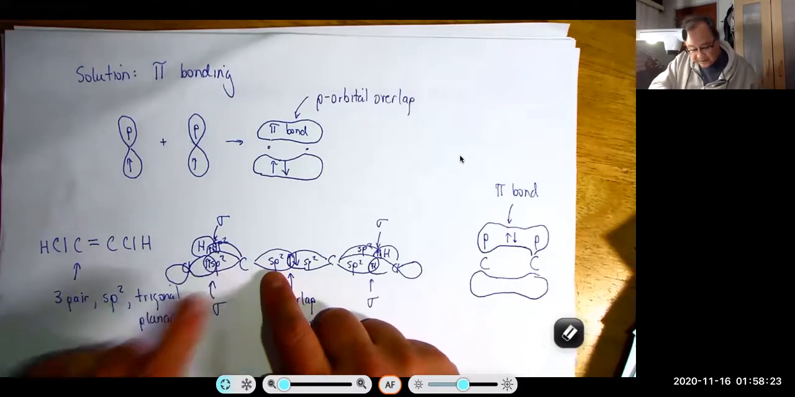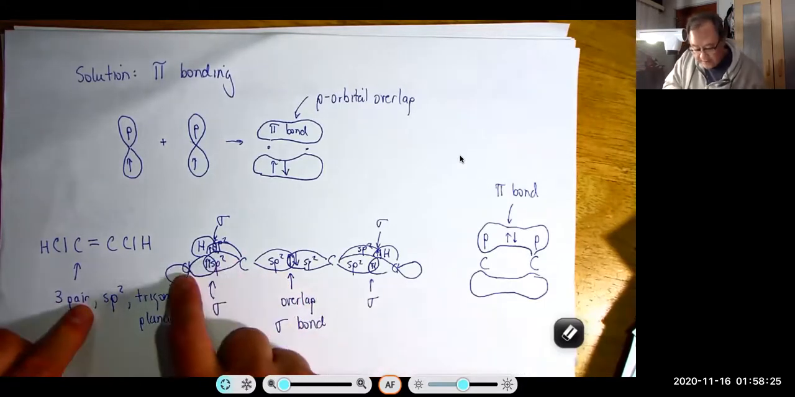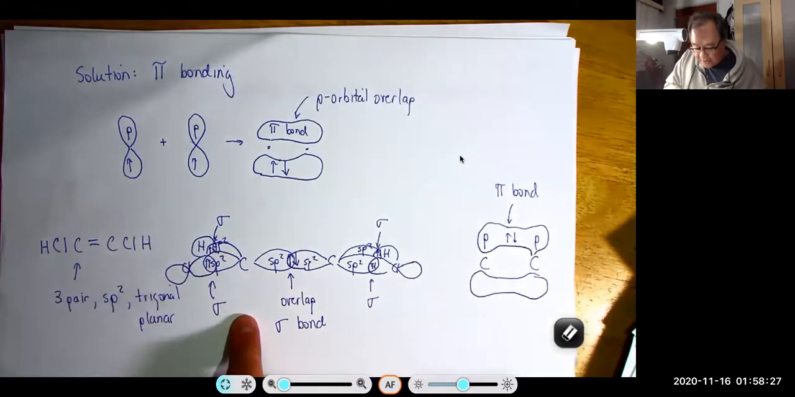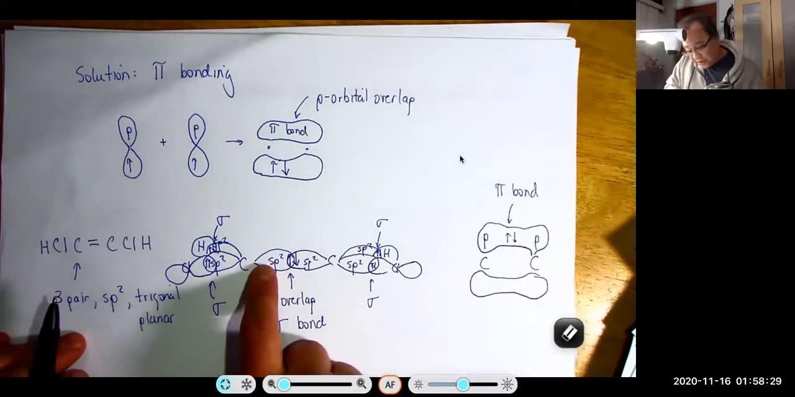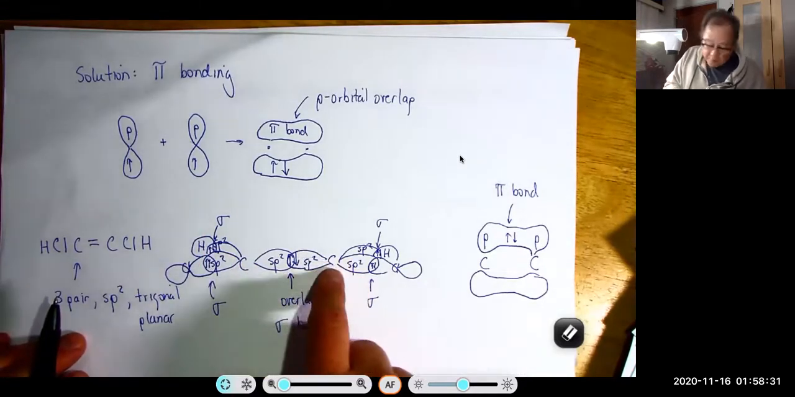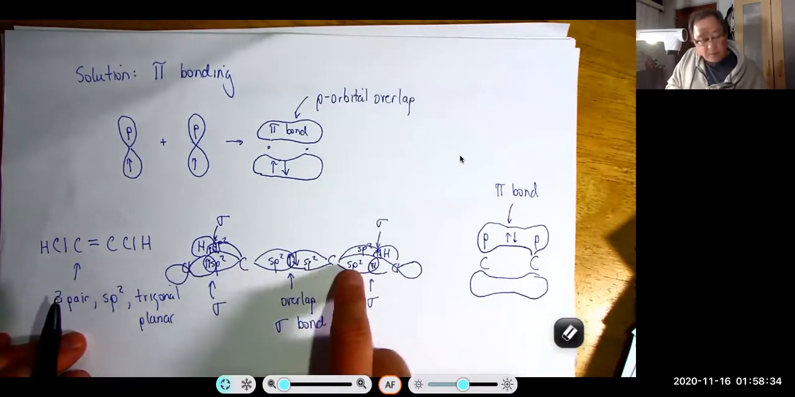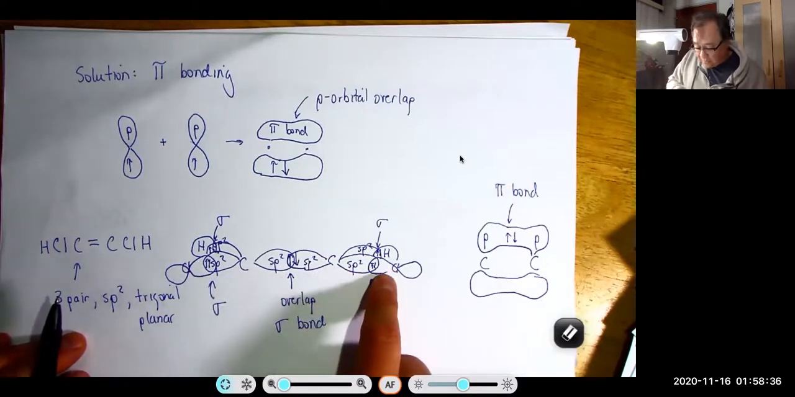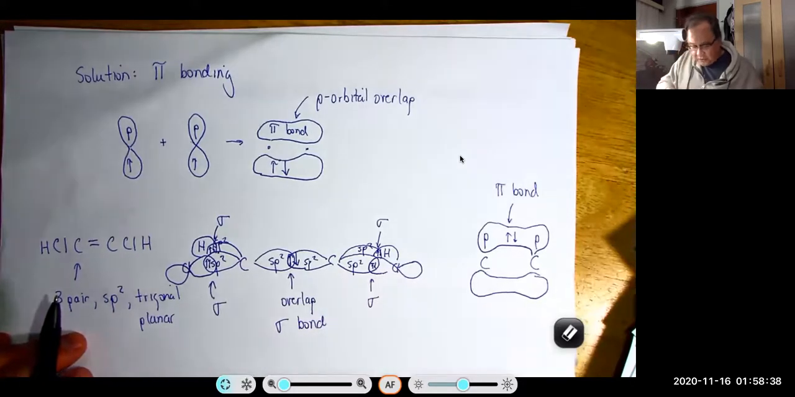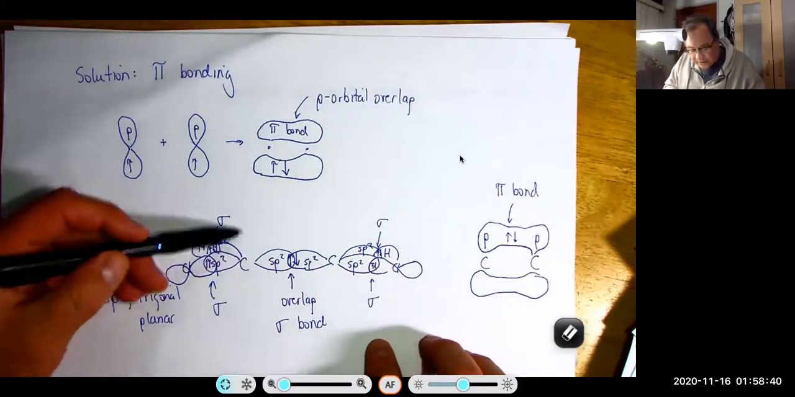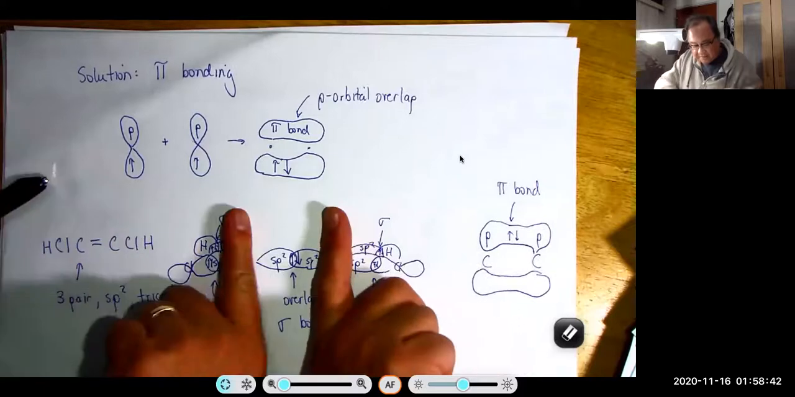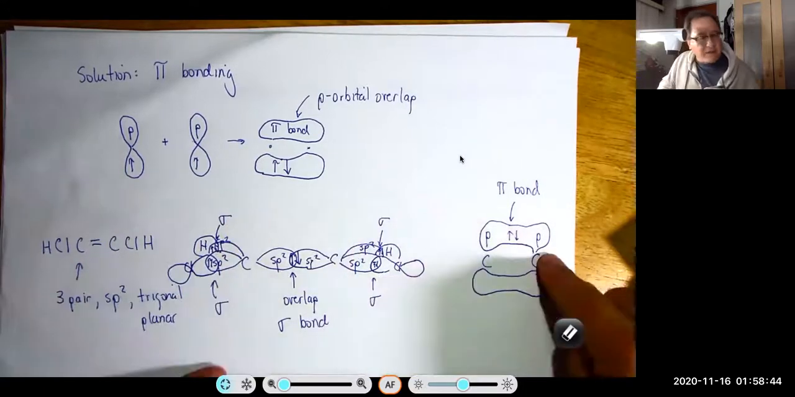And the deal here is that this guy bonds to a chlorine, this guy bonds to a hydrogen, this hybrid orbital bonds to the other carbon, and this hybrid orbital bonds to the other carbon, this hybrid orbital bonds to a chlorine, and this one bonds to a hydrogen. So remember, there's these p orbitals that are going straight up and down right here that I haven't drawn, but I've drawn them over here.